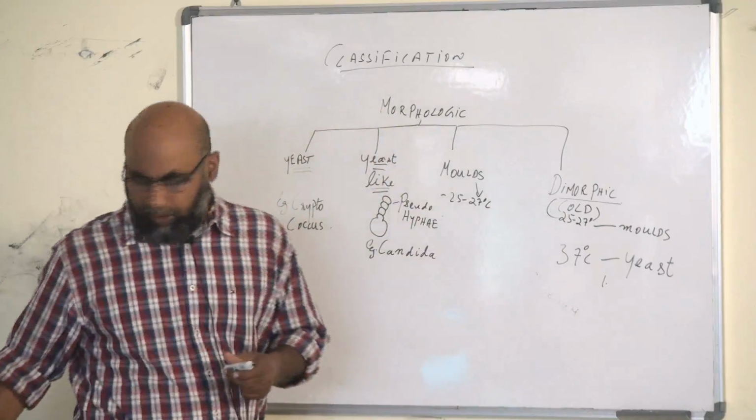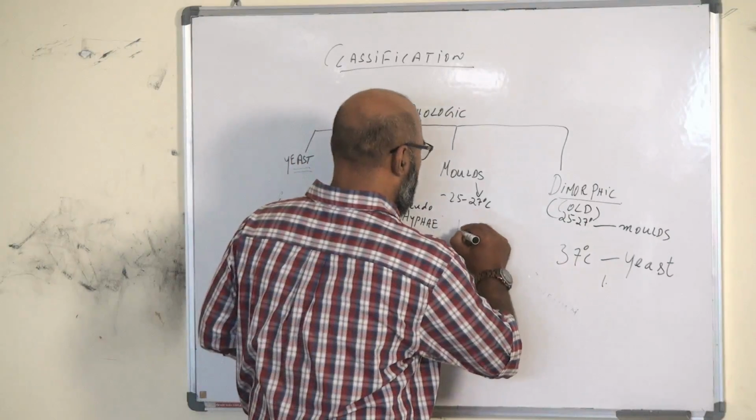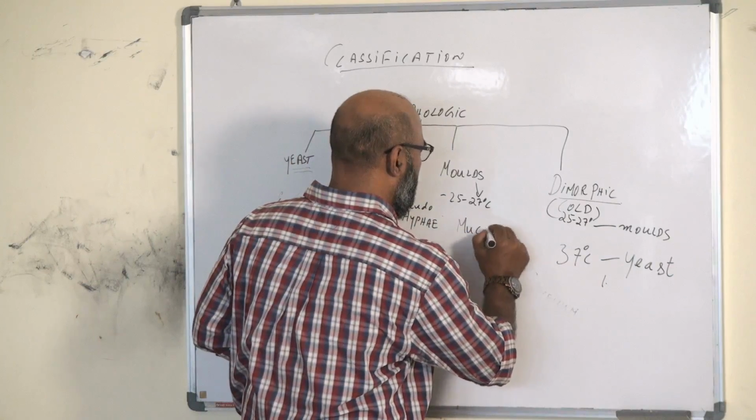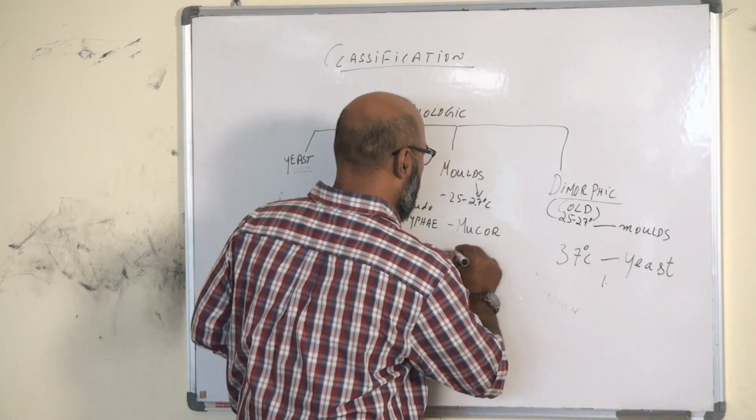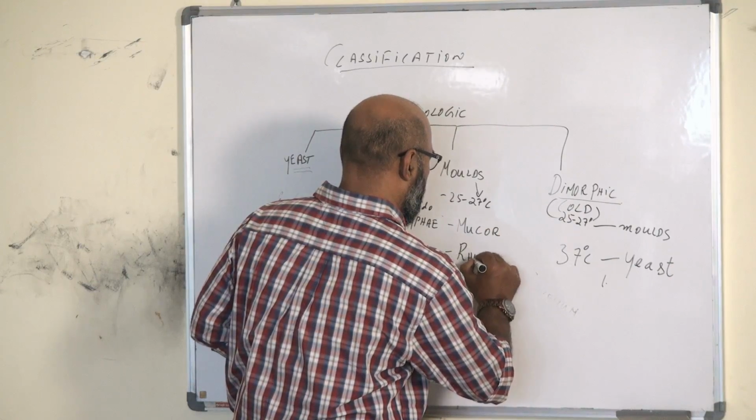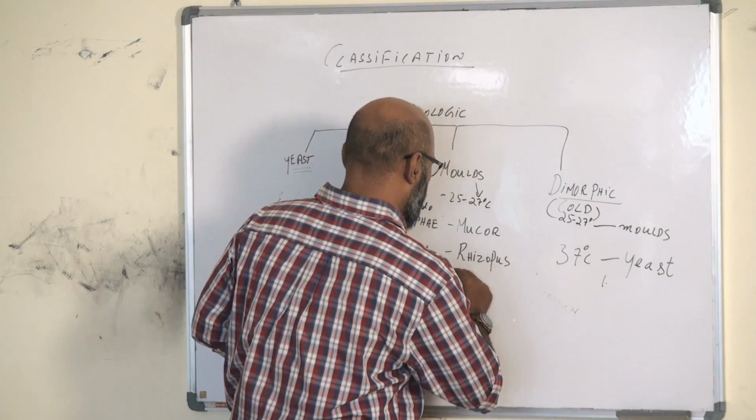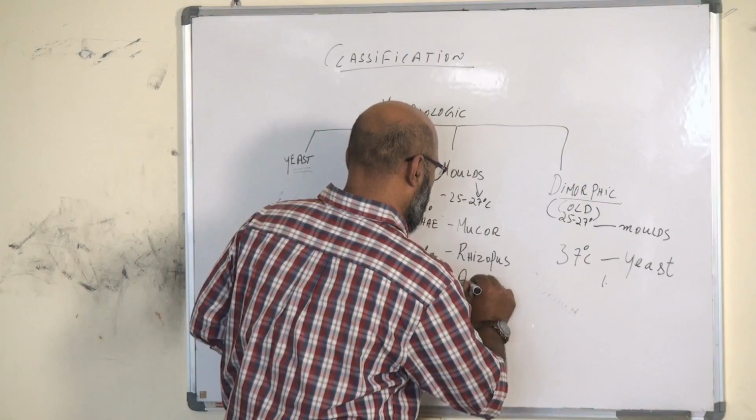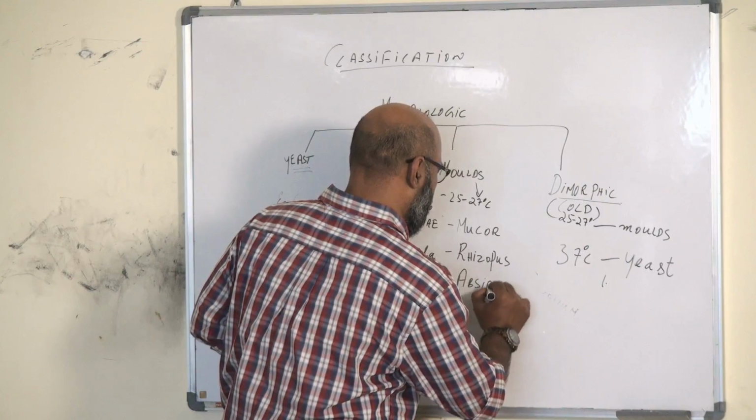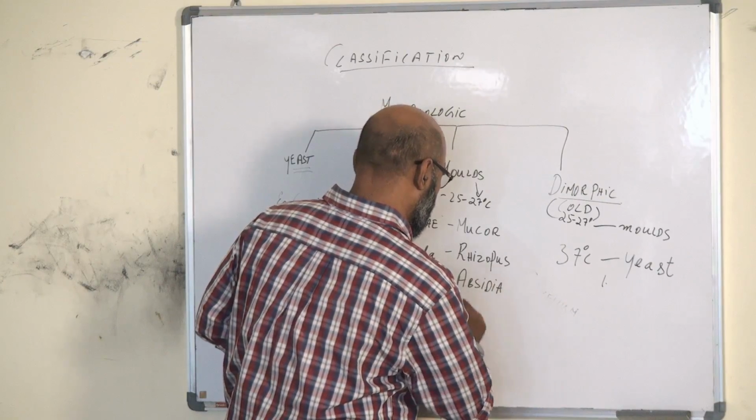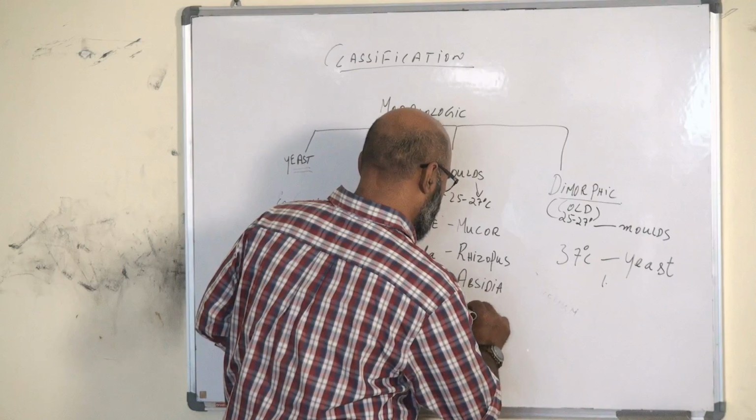Examples of molds are mucor, rhizopus, absidia, aspergillus.